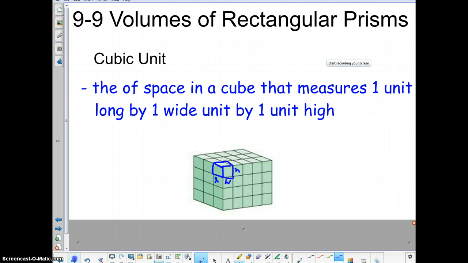And then what we're going to be doing is finding ways to calculate how many of these cubic units are in certain objects. And today we're just going to be talking about rectangular prisms. How many of these cubes can we fit inside the rectangular prisms?